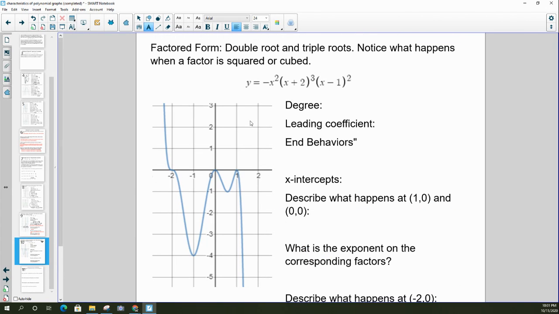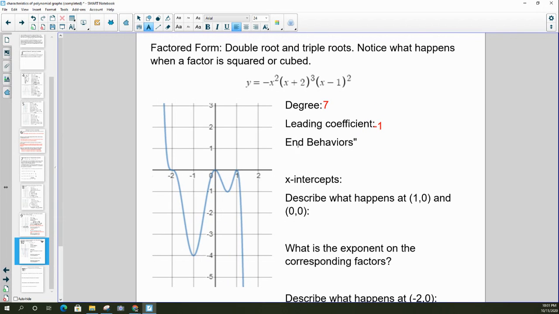Look at one more here. We got -x squared times x plus 2 cubed times x minus 1 squared. So what's the degree here? We have the exponents 2, 5, 7. Odd. My end behavior should be going opposite directions, which they are. This one's going down. Right end behavior is going down, so my lead coefficient should be negative, which it is. It's -1. Okay.